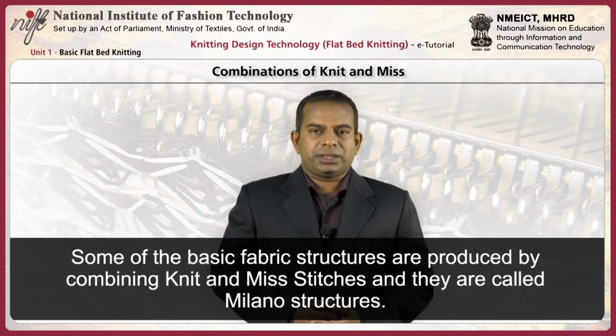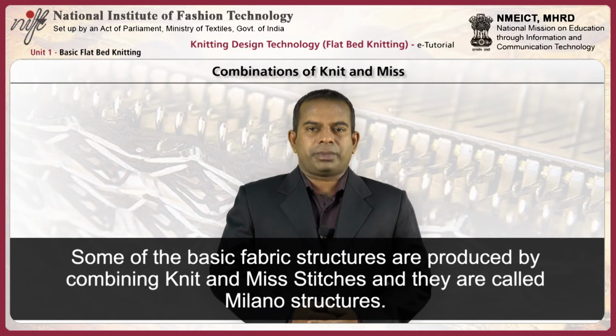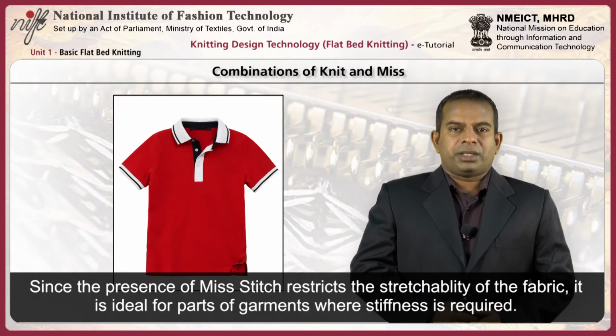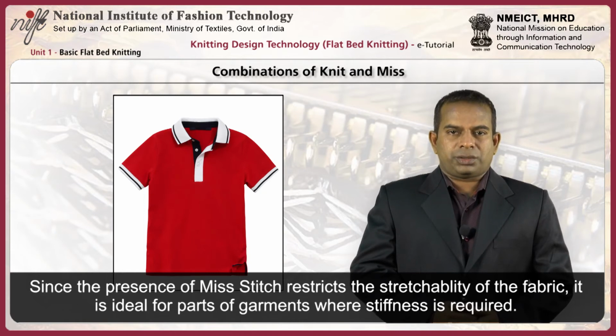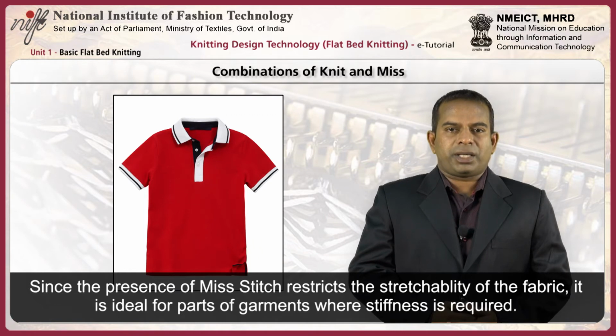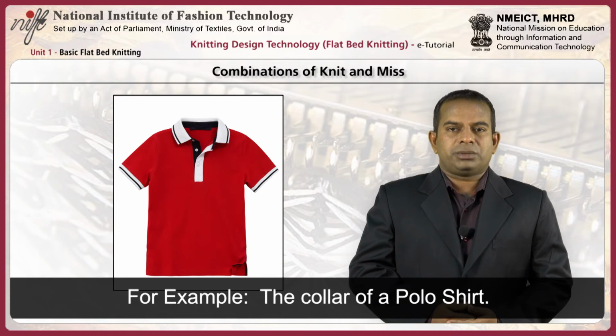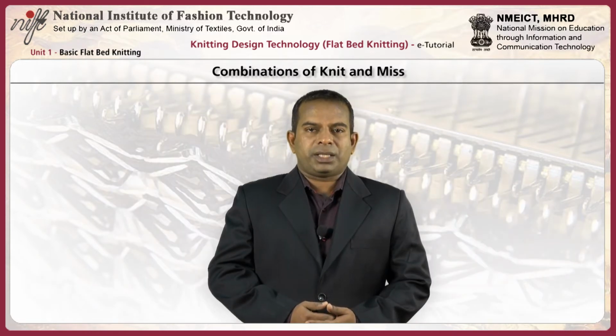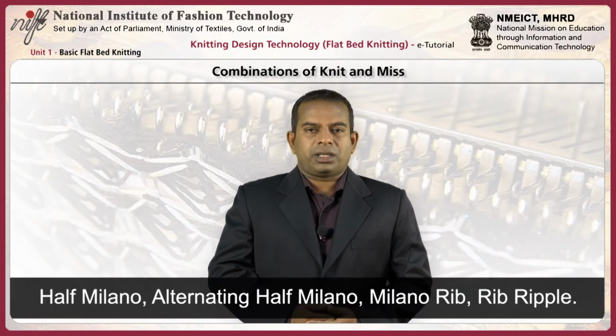Some of the basic fabric structures are produced by combining knit and miss stitches, and they are called Milano structures. Since the presence of miss stitch restricts the stretchability of the fabric, it is ideal for parts of garments where stiffness is required. For example, the collar of a polo shirt. There are 4 types of Milano structures, and they are half Milano, alternating half Milano, Milano rib and rib ripple.